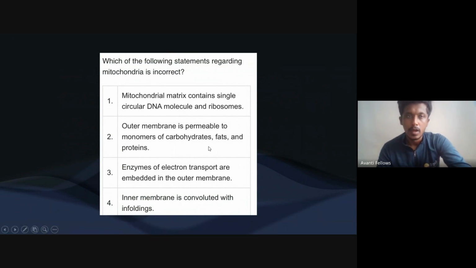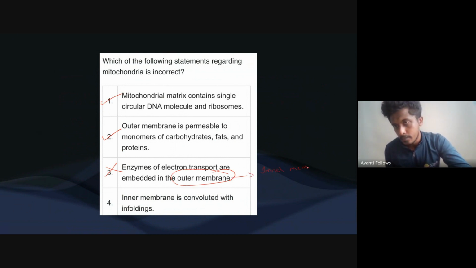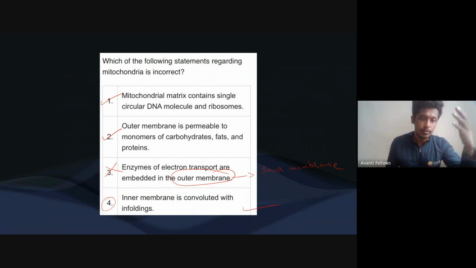Yeah. So let's look at the first option. Mitochondrial matrix consists of a DNA molecule and ribosomes. Yes. Outer membrane is permeable to monomers of carbohydrates, fats, and proteins, as I told you. This is also correct. Enzymes of ETC are embedded in the outer membrane. Is it correct, people? No, this is wrong. This is actually the inner membrane, correct, right? All right, coming to the fourth option, that is inner membrane is convoluted with infolding. Yeah, that's what causes cristae formation, and that's why this option is correct. So our right option for this question is option 3.